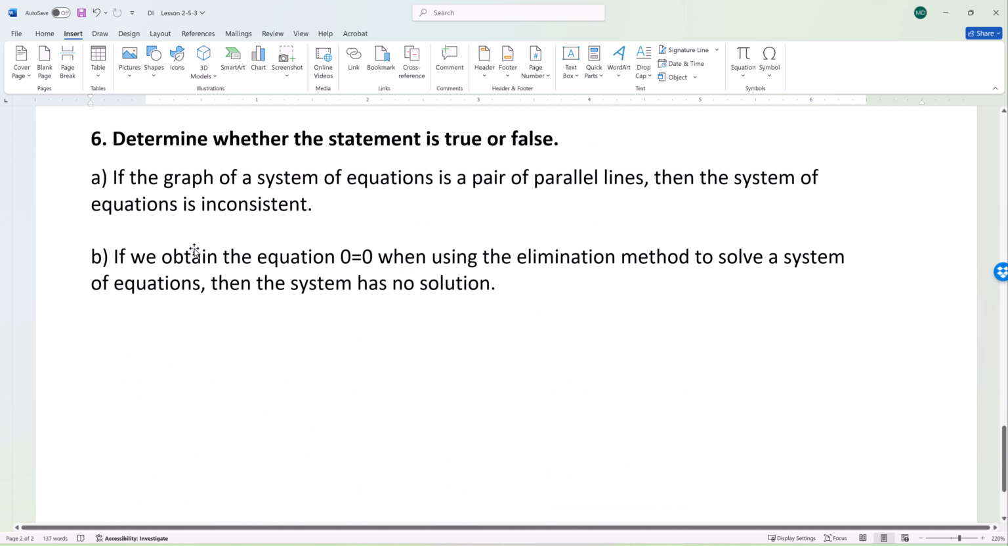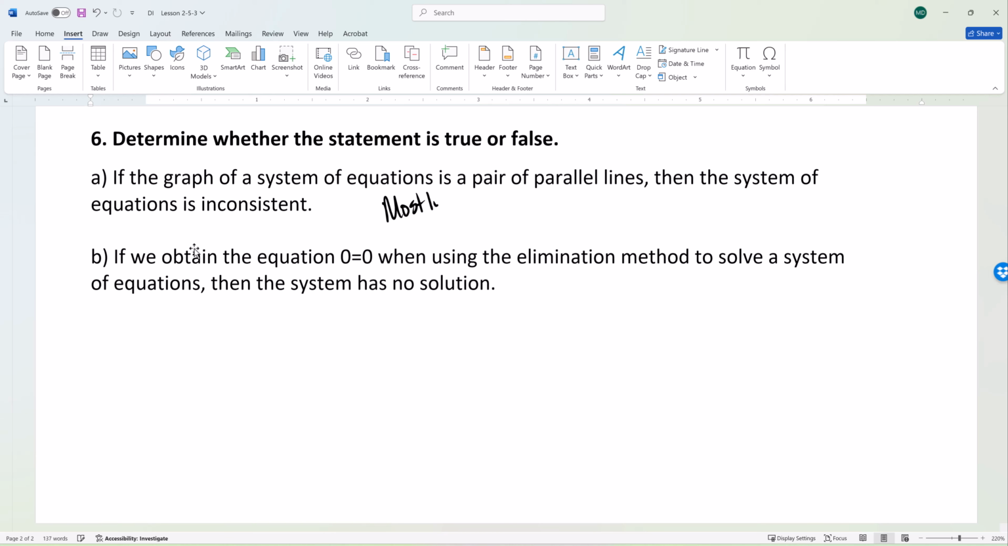It says if the graph of a system of equations is a pair of parallel lines, then the system of equations is inconsistent. This is mostly true. Inconsistent just means that they don't intersect. So technically, because it's mostly true, it should be false. But the idea is, because it's saying if I have a pair of parallel lines, well, they're never going to intersect. Great. But what if the two parallel lines are the same line? Well, they're intersecting infinitely, right? So that's the nuance here.